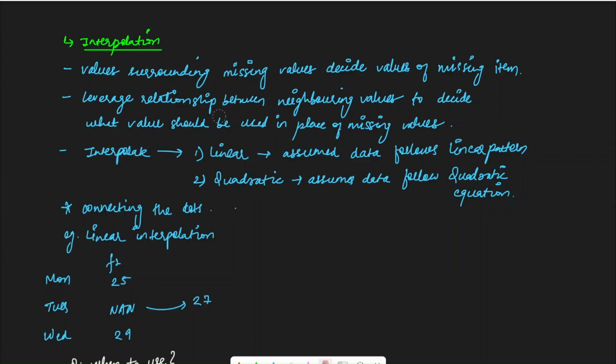The next method for handling missing values is called interpolation. The values that are surrounding our missing values help decide what the missing value should be. So we are actually using the relationship between the neighboring values to decide what values should be used in place of missing values. In interpolation, we use some form of equation. We can assume that our data follows a linear pattern, so we use a linear relationship, or we can assume that it follows a quadratic equation and use a quadratic relationship. It's just like connecting the dots.